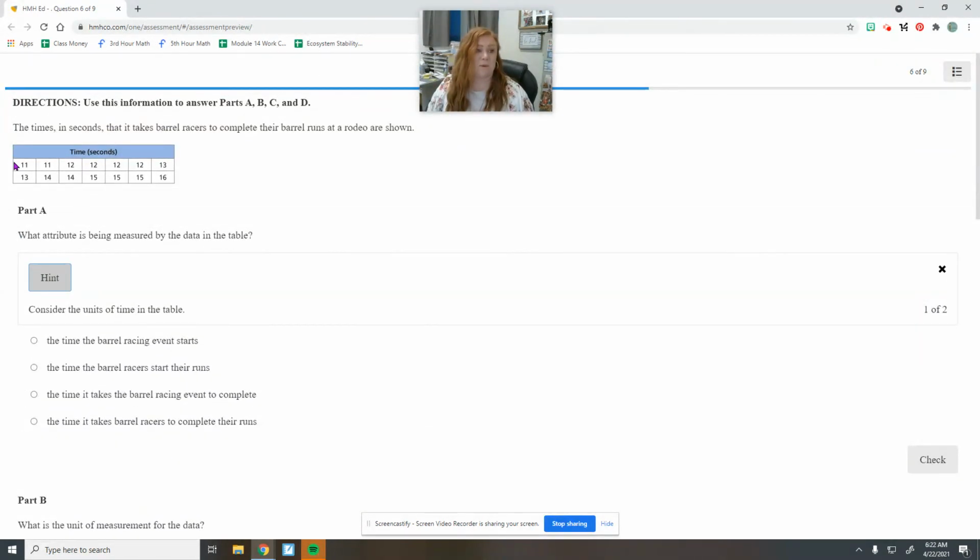These are already in order for us, so we're going to list each number on a number line: 11, 12, 13, 14, 15, 16. And then every time I see an 11, I put a dot above 11.